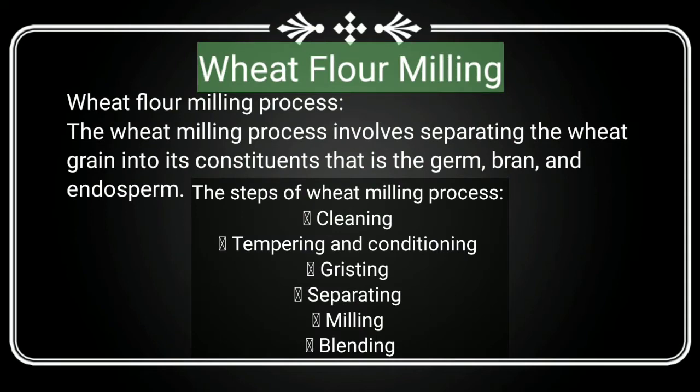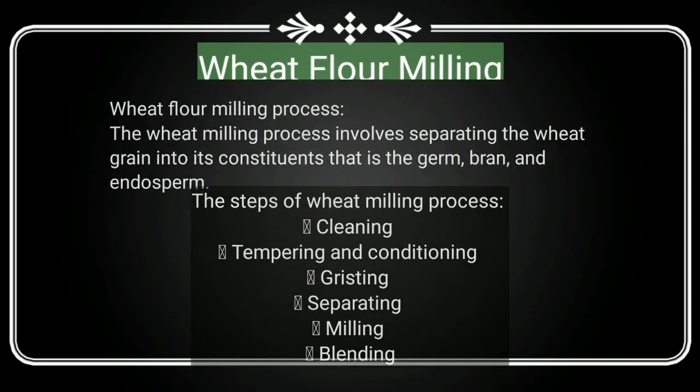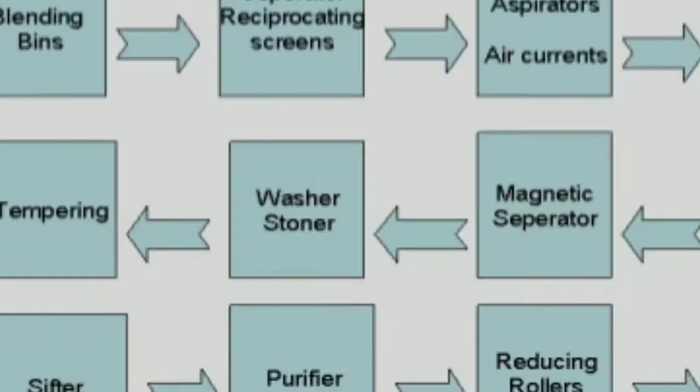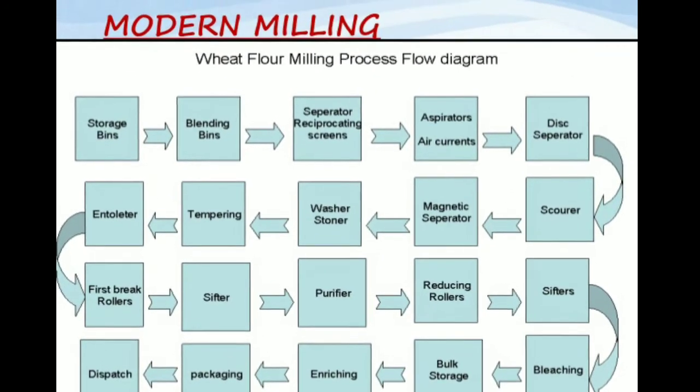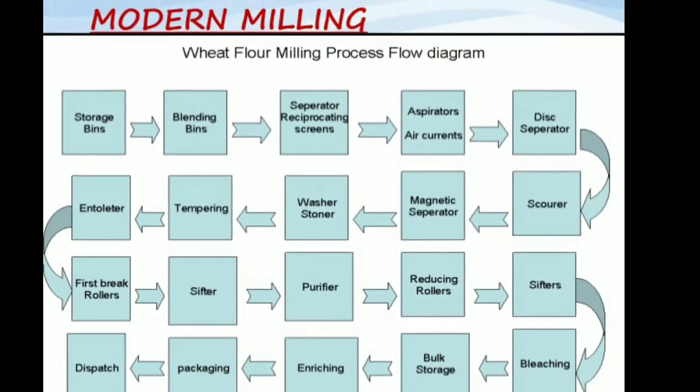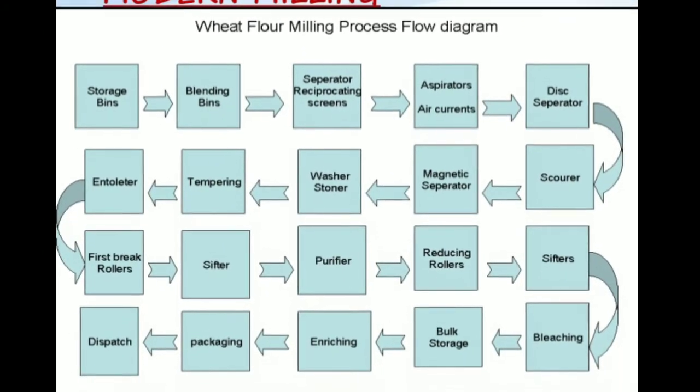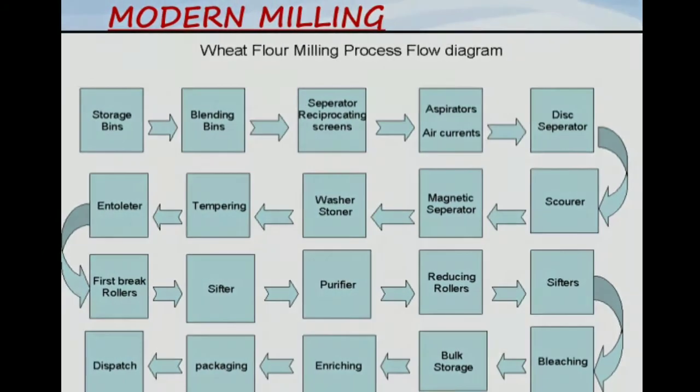Wheat flour milling. Wheat flour milling process. The wheat milling process involves separating the wheat grain into its constituents, that is the germ, bran, and endosperm. The steps of the wheat milling process: cleaning, tempering and conditioning, crushing, separating, milling and blending.